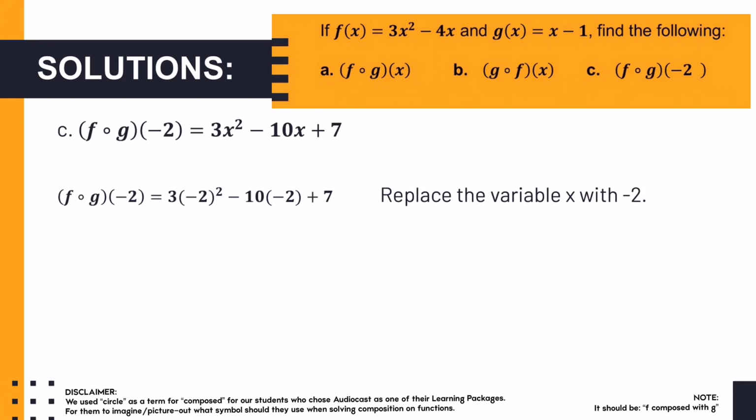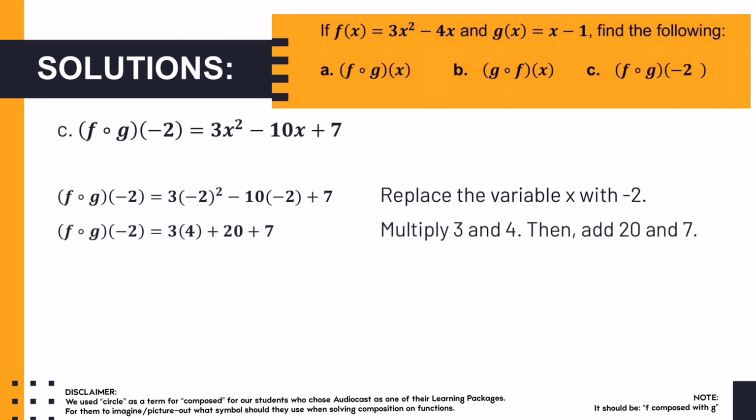After that, simplify negative 2 squared, which is positive 4. And negative 10 times negative 2, which is positive 20. Then, plus 7. 3 multiplied by 4, that is 12, plus 20 plus 7.